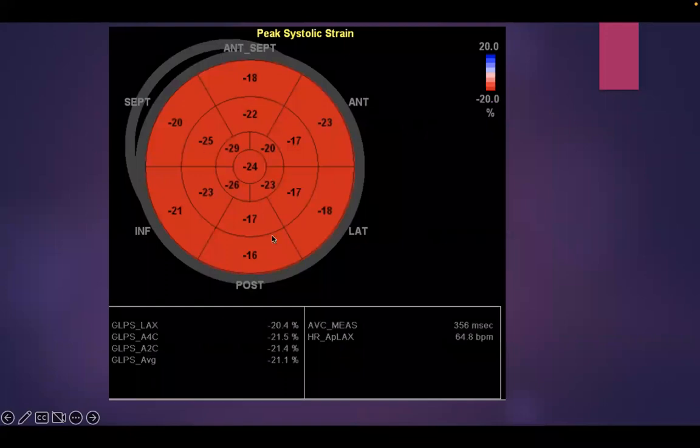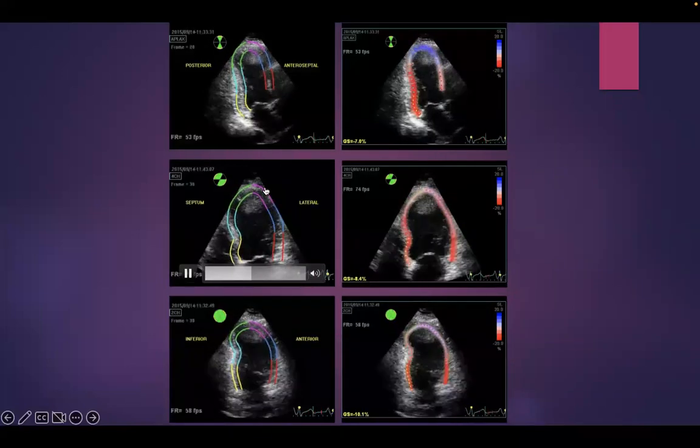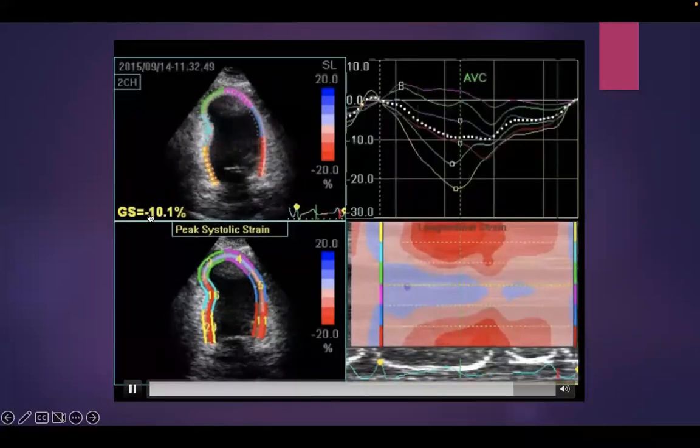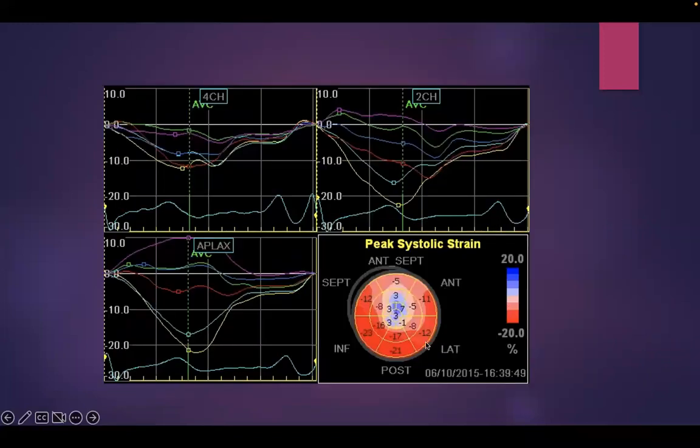Again, this is the same thing, wherein you can see all the segments are in red. So it is more than 18%, and the average is minus 20%, which is normal. These are a few of the abnormal examples. Here you can see a few of the segments are not contracting, and you can have some objective evidence, and the global strain shows that the LV function is reduced. And if you look very closely, we can see that some segments are actually dyskinetic here. The importance of strain imaging is that it gives objective evidence so that the inter-observer variability is less.